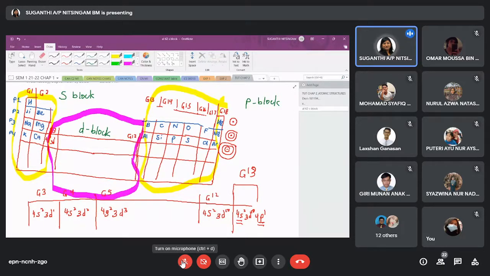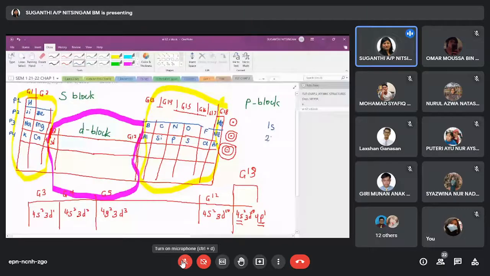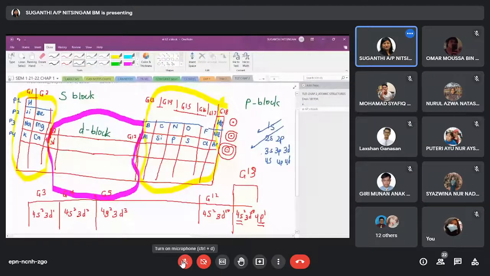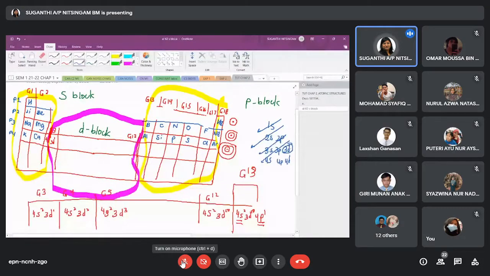D block only starts from period 4 onwards. Kerana according to Aufbau punya principle, bila kita buat 1s, 2s, 2p, 3s, 3p, 3d, 4s, 4p, 4d kan? Bila kita buat ni, 4s, kemudian baru 3d naik kan? So you see it's the 4th period baru ada 3d. So 3d akan mula kat sini, period 4.